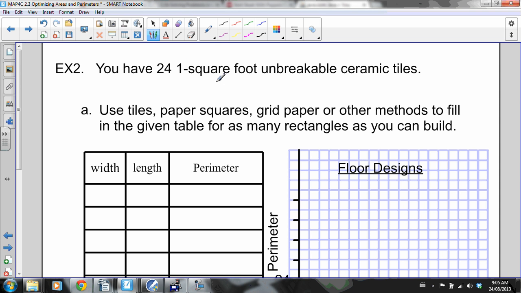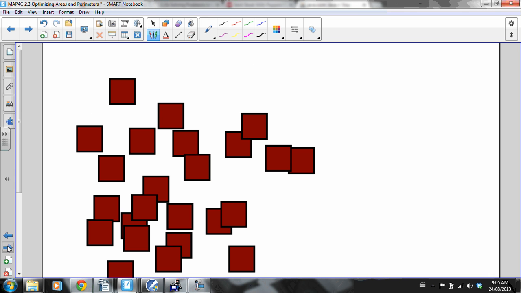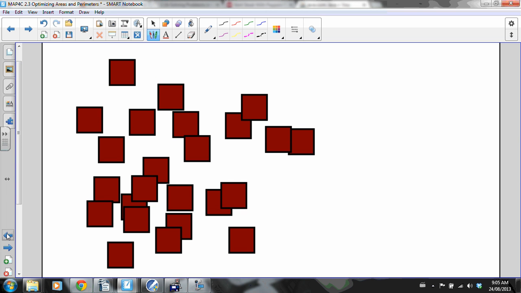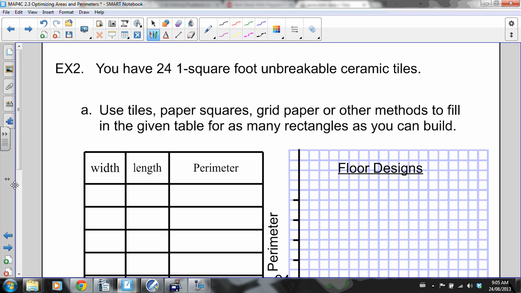You have 24 one foot square and breakable ceramic tiles. So this is like the patio stone question. It says use tiles, paper squares, grid paper, or other methods. So this is the idea of now we've got these 24 blocks and we want to make a rectangular area. And we want to know what some widths and lengths should be.